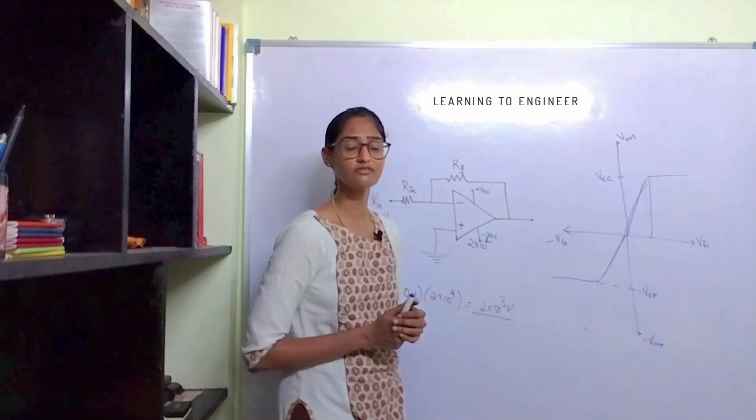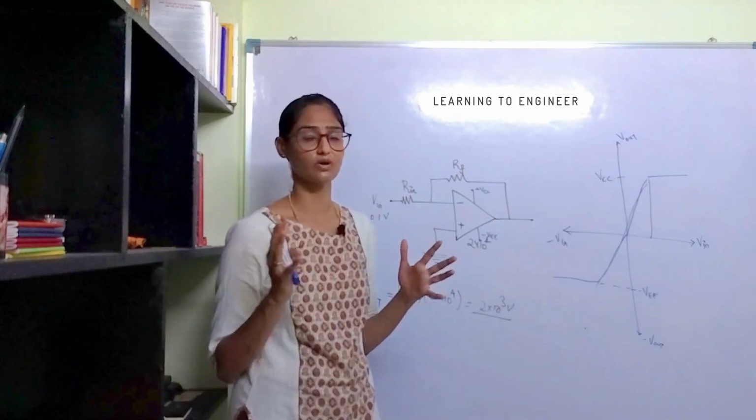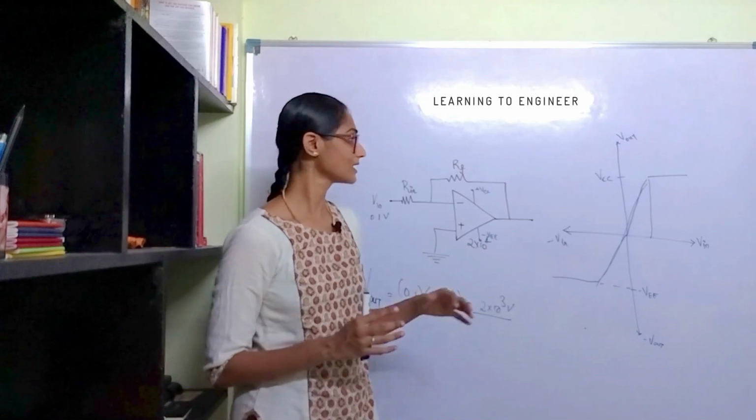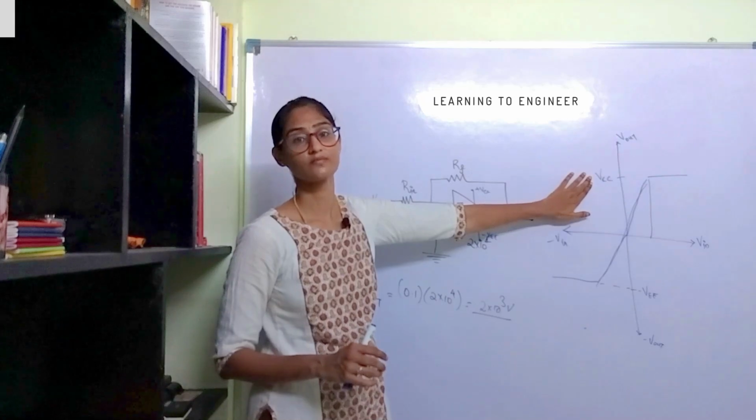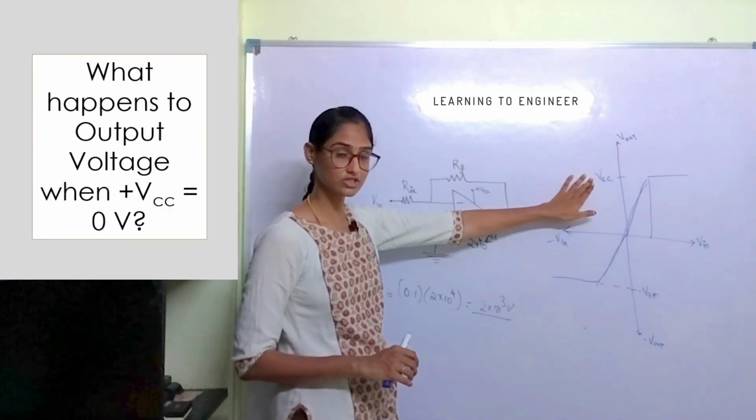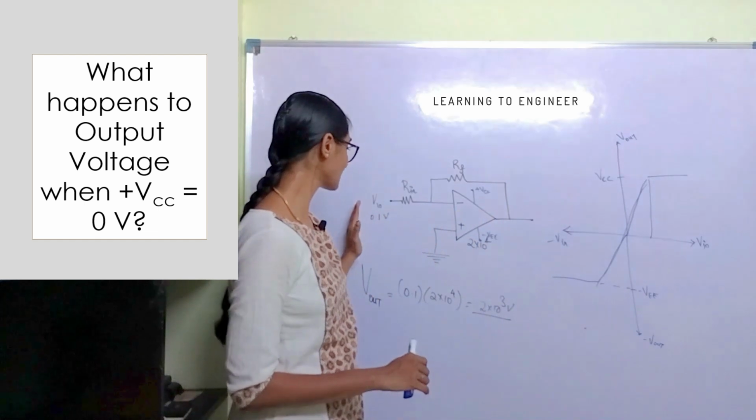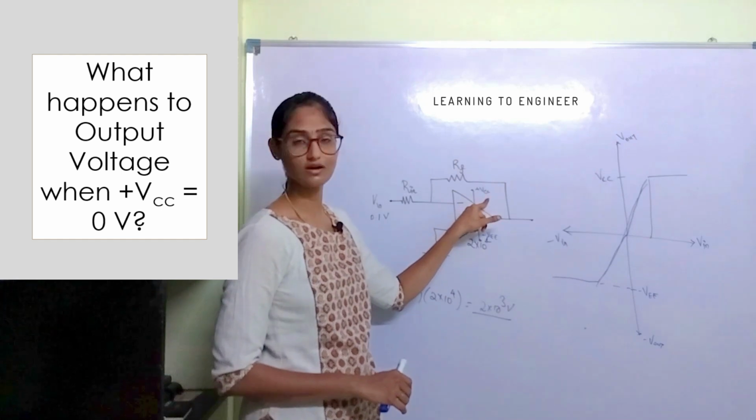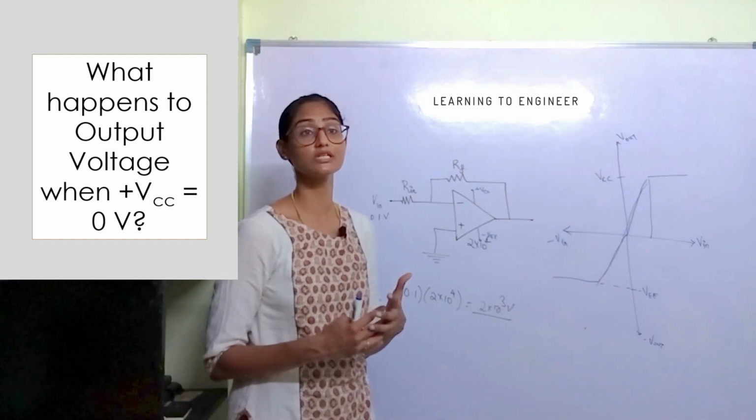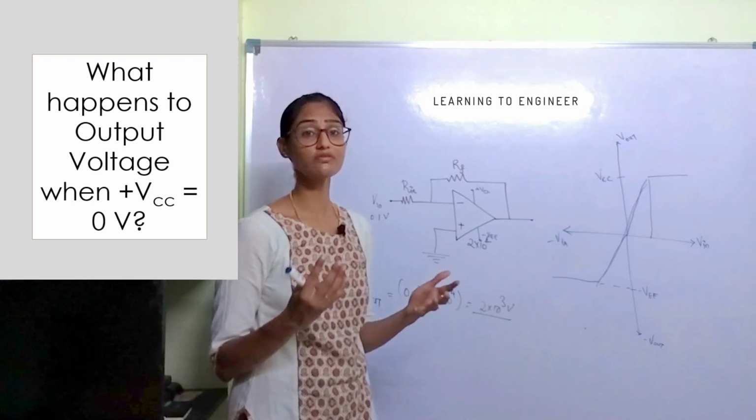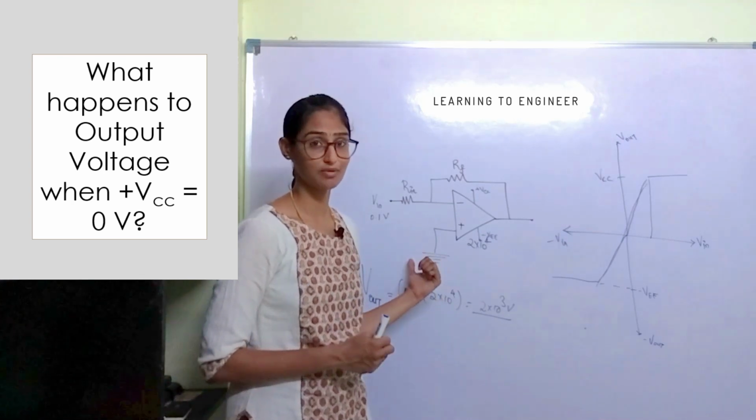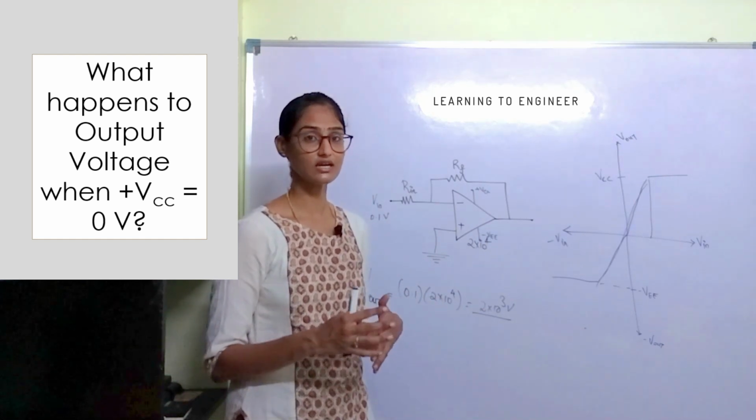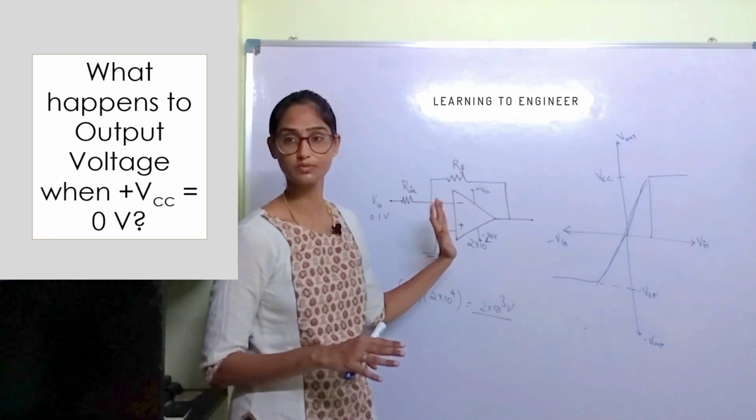Let me give you a question. You can pause this video, think for a moment and type the answer. What will happen if plus VCC is 0 volt? You don't connect any operating voltage to that amplifier, but you are connecting only the input that you want to amplify. You are not giving any VCC, any operational voltage. What will be the output? Will this get amplified or will it be 0? Type your answer in the comment section, and now let's solve some problems using the virtual ground concept.